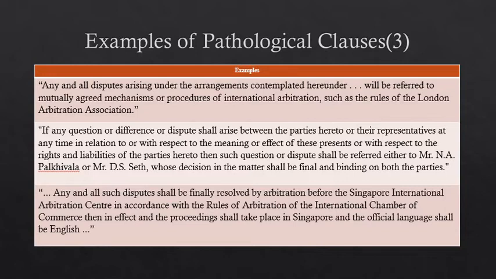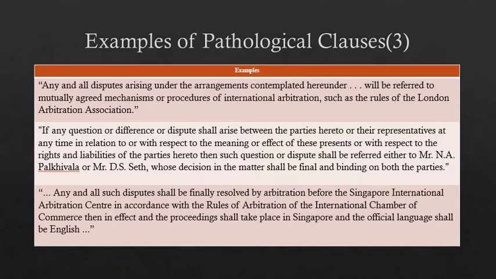The next clause says, if any question or difference or dispute shall arise between the parties hereto or the representatives at any time in relation to or with respect to the meaning or effect of these presents, or with respect to the rights and liabilities of the parties hereto, then such question or dispute shall be referred either to Mr. N.A. Palkhiwala or Mr. D.S. Seth, whose decision in the matter shall be final and binding on both the parties.